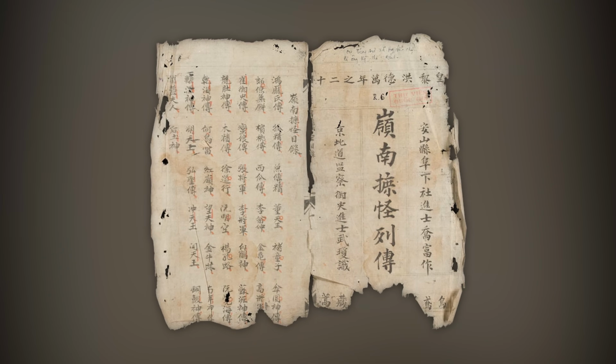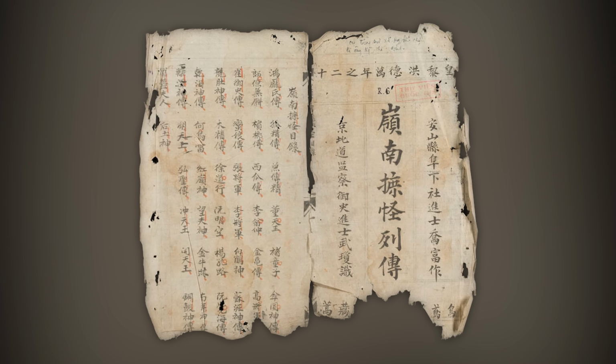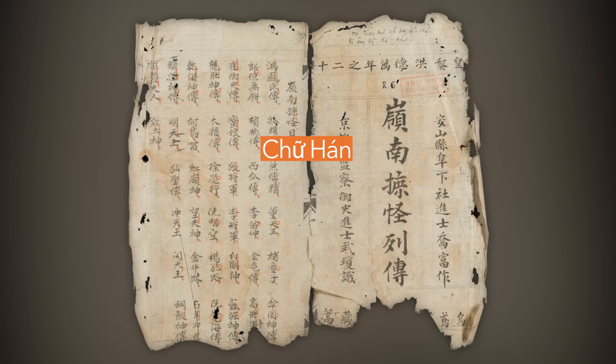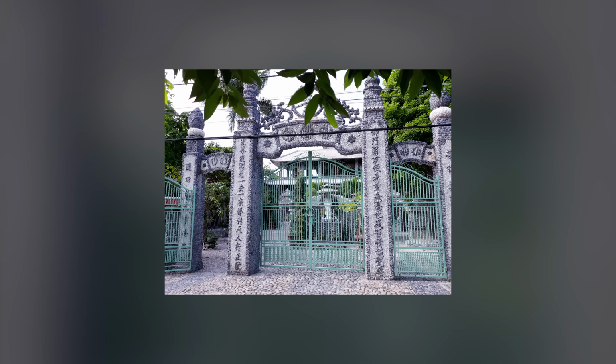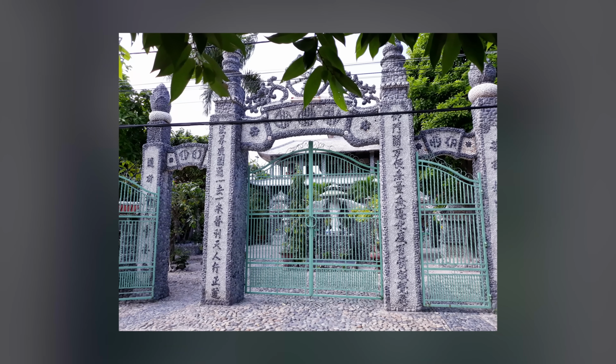The first written language in Vietnam was not Vietnamese, it was Chinese. For over a millennium under Chinese rule, Chinese was the language of administration and education, written in Chu Han, literally Han characters. Even after independence, Chu Han continued to be used for all formal writings for centuries.